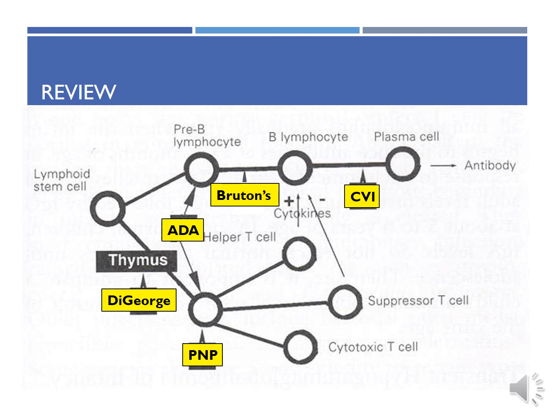Next would be the ADA, our adenosine deaminase deficiency. This would be part of the severe combined immunodeficiency because it affects both our B cells and T cells. Then we have Bruton's, or X-linked Bruton's tyrosine kinase deficiency. And then we have CVI, or common variable immunodeficiency.